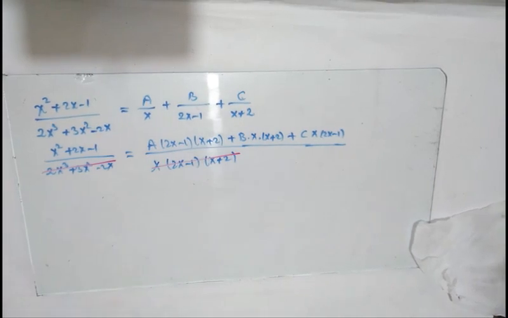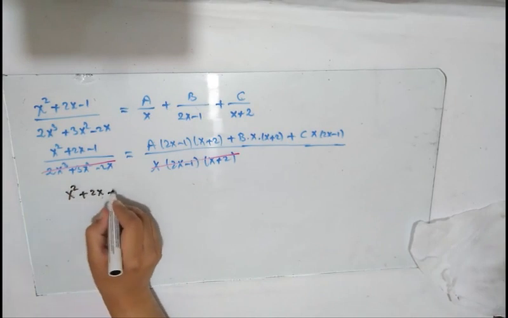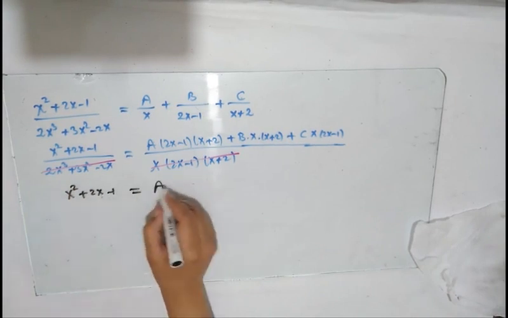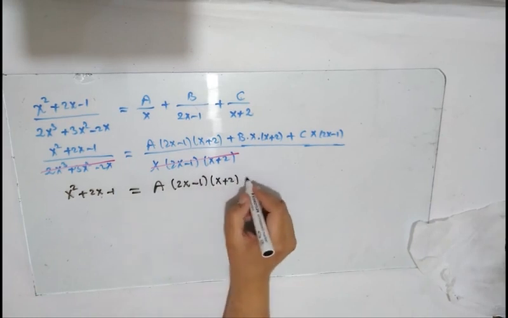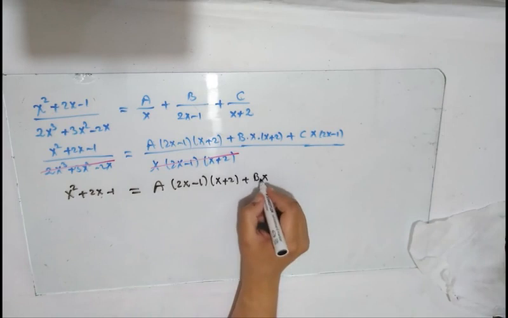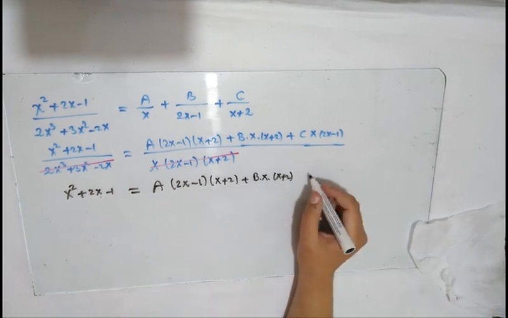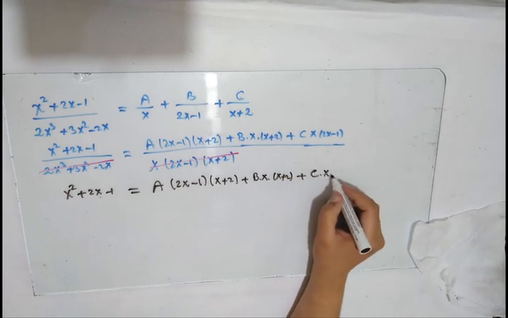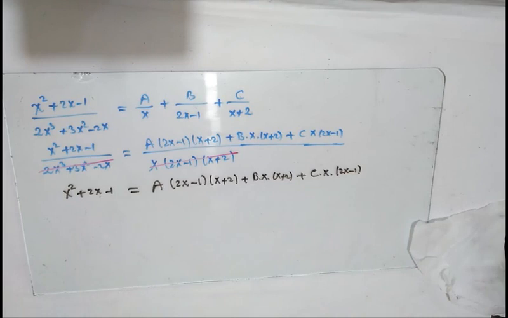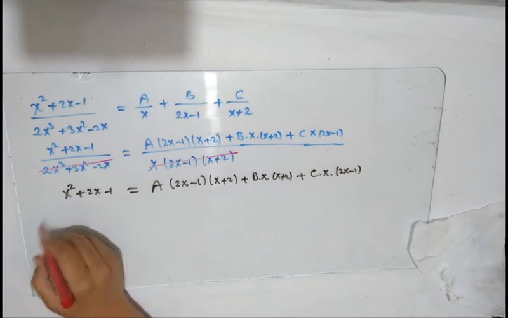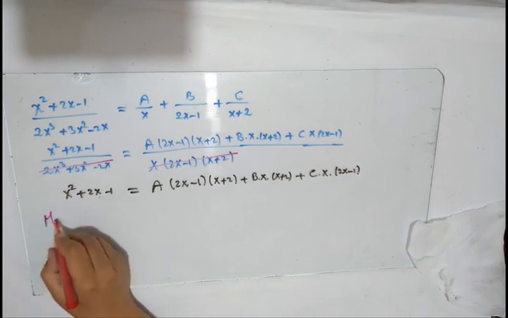So you will have x squared plus 2x minus 1 equals a times 2x minus 1 times x plus 2 plus b times x plus 2 plus c times x times 2x minus 1. And here we can begin with the first method, which is by comparing the coefficients. So method 1.